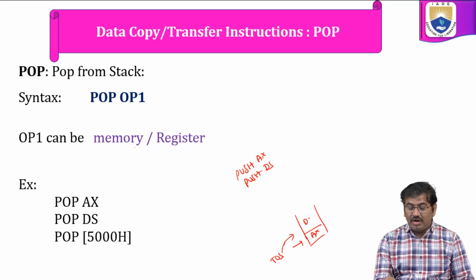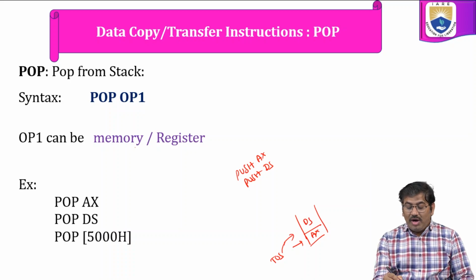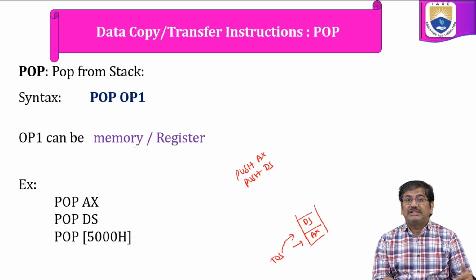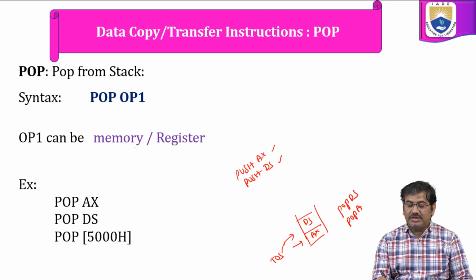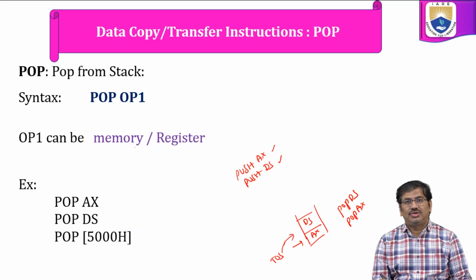Then we are going to have DS. The order in which you placed them, the later one we have to retrieve first. So when you do the push operation for AX first followed by DS, when you do the pop operation, first we have to do pop DS, then pop AX, because the stack memory follows the last in first out scenario.